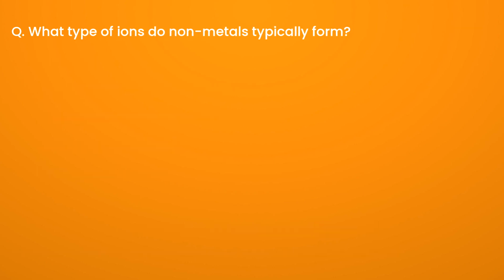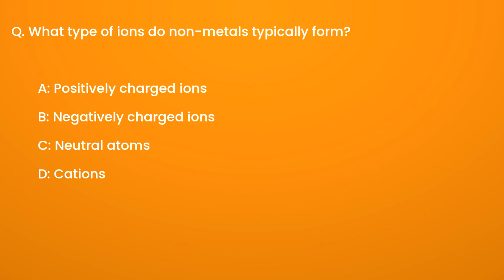Question: what type of ions do nonmetals typically form? Option A. Positively charged ions. Option B. Negatively charged ions. Option C. Neutral atoms. Option D. Cations. You have 5 seconds to answer the question.